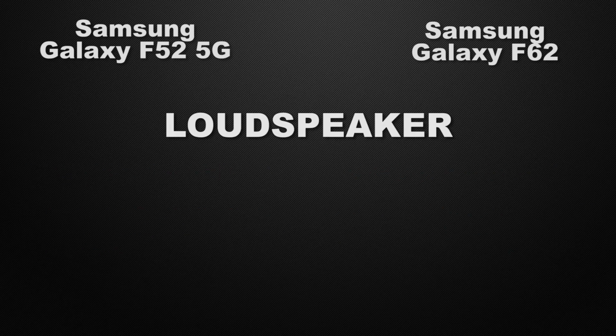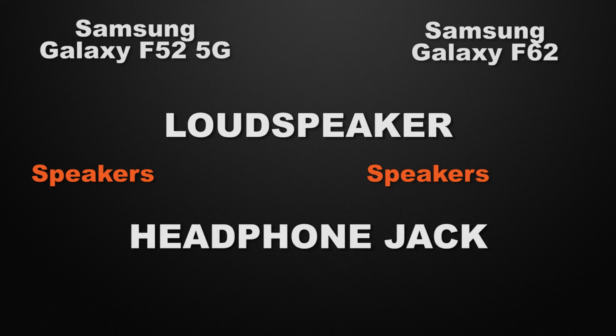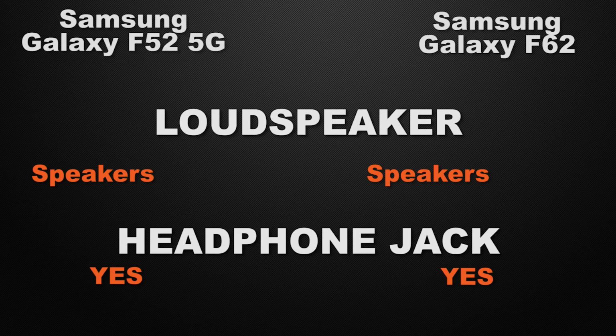Let's talk about the loudspeaker of the devices. F52 comes with normal speakers, whereas F62 has normal speakers too. So it's a tie. And about the headphone jack, F52 has a 3.5mm headphone jack, whereas F62 also has one. So it's a tie.